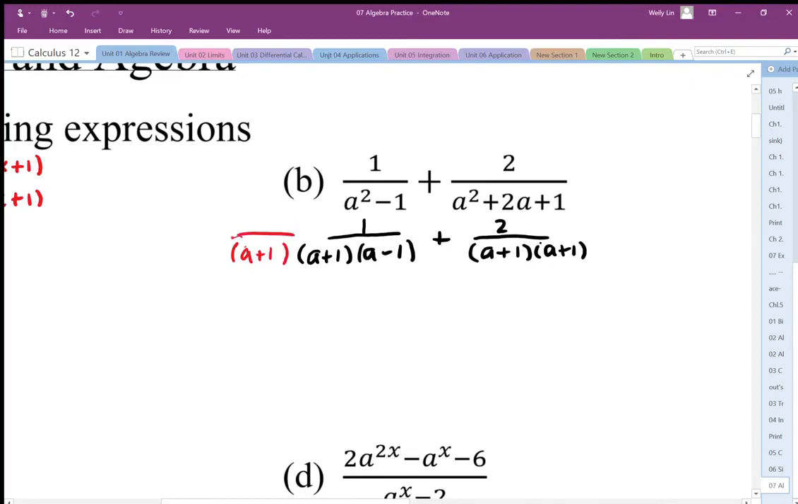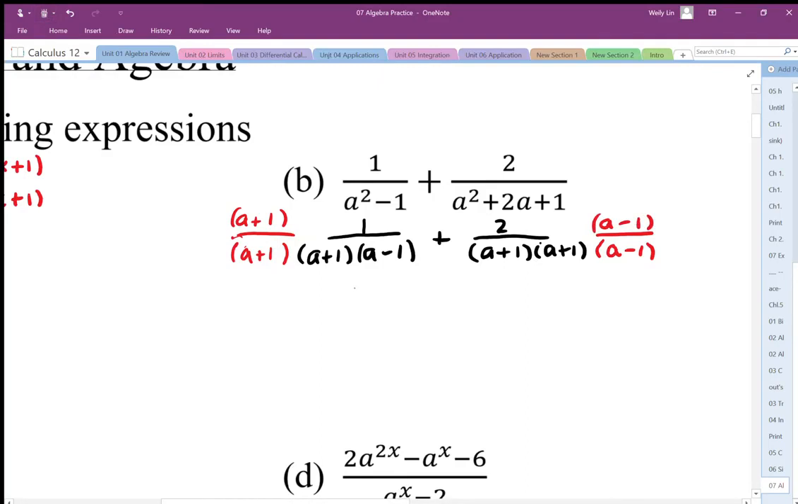We can't multiply the denominator without making sure that we multiply the numerator, otherwise we change the value of the fraction. Over on the right hand side, this one has two a plus 1s, and this one has two a plus 1s, so that matches. It's missing an a minus 1, so we have to introduce an a minus 1 factor here, but we can't change the value of the fraction. So we have to multiply the top by a minus 1 as well. Now I have my common denominator and balanced fractions.